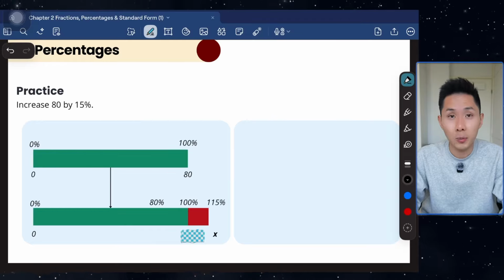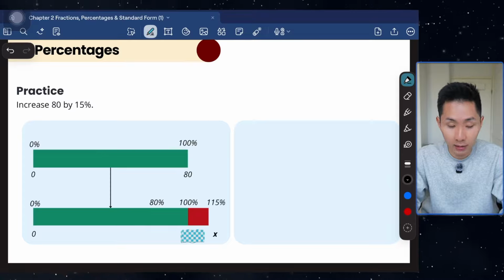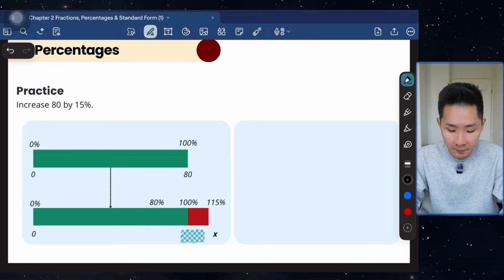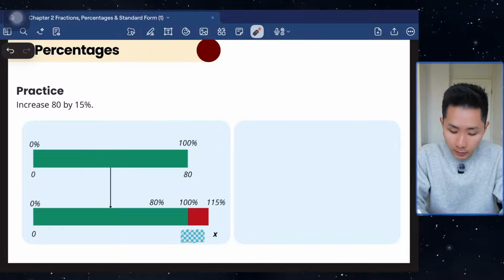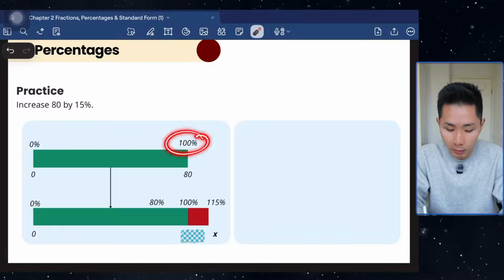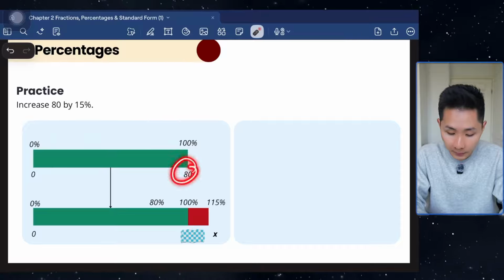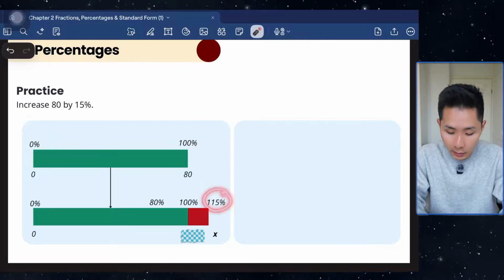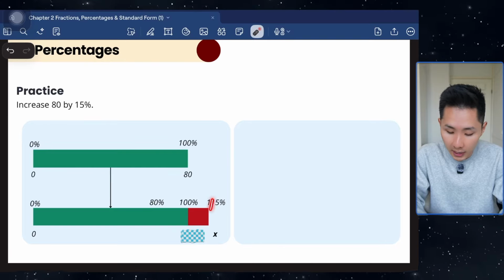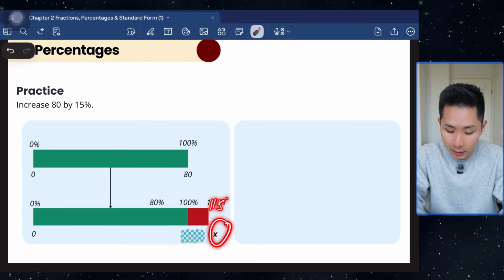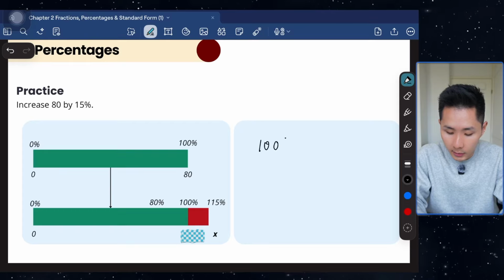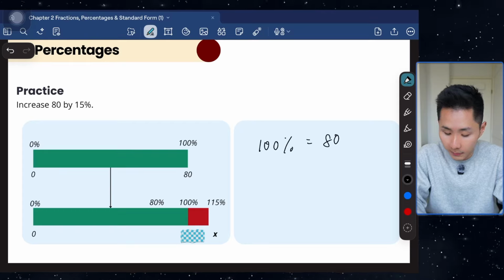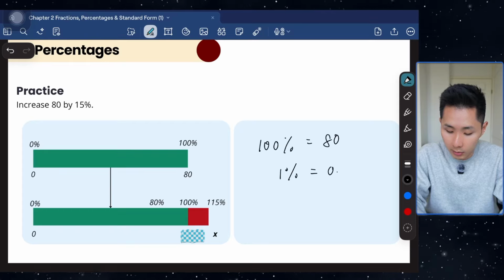There will also be time when you can use bar model to calculate the amount of increment. For example, in this question, increase 80 by 15%. So from the bar model, we know that 100%, which is the original, is 80. And then we can increment this to 15%. That will be 115%. And we have to find out what's the final values. Again, we can use the same method. If 100% is equal to 80, then 1% will be equal to 0.8.